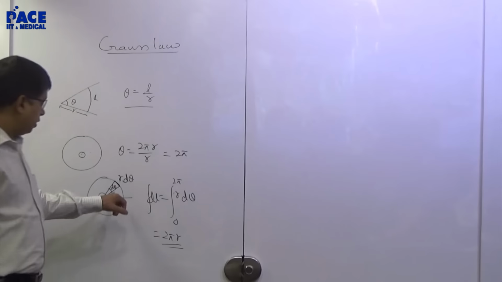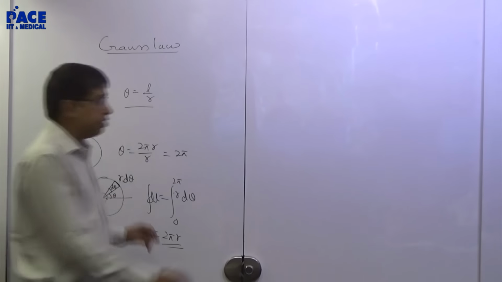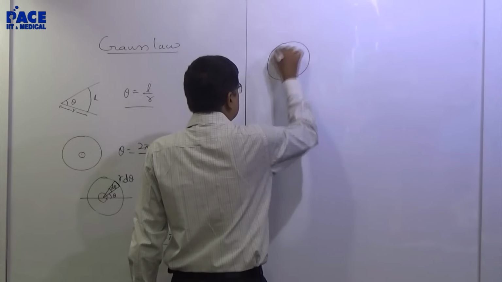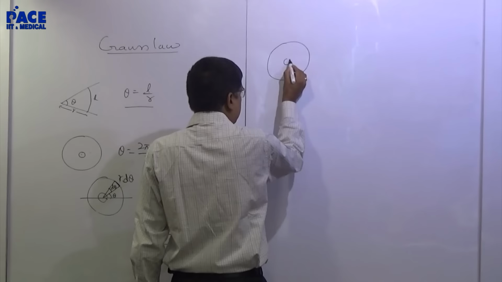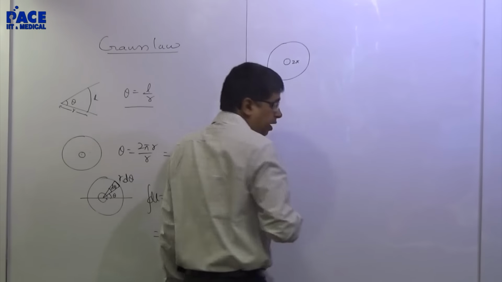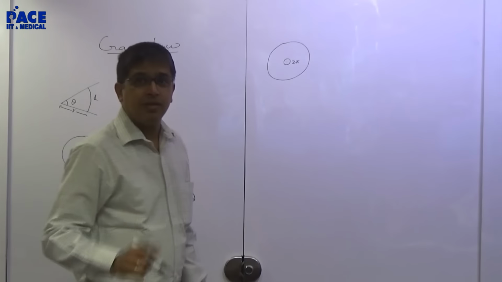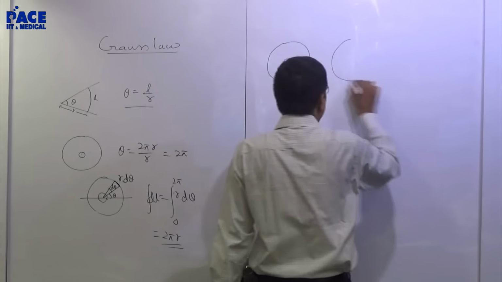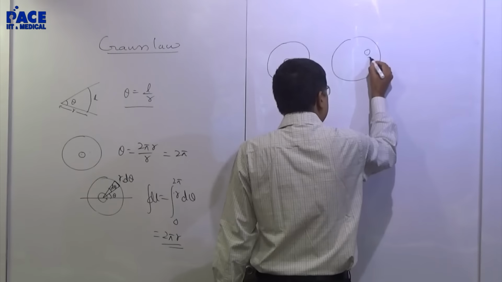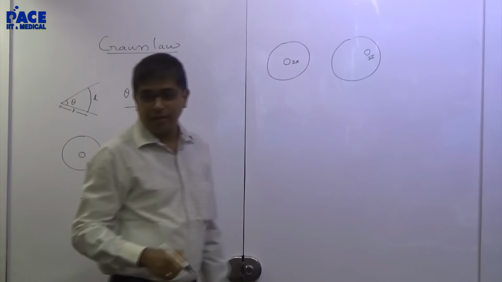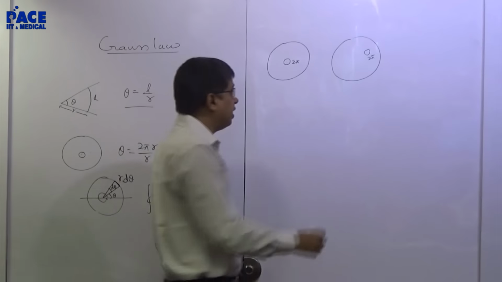Listen. Now here the most important thing is, when you take a closed circle at the center, you are telling me the angle subtended is 2 pi. What if the point is not at the center? Even then the angle subtended will be 2 pi. How do you justify that?